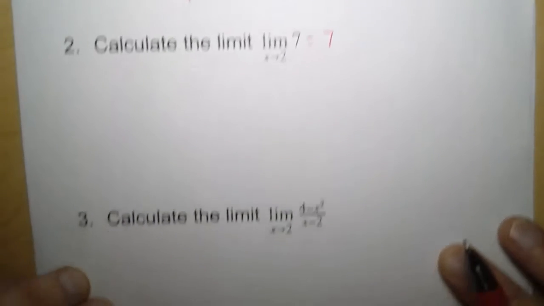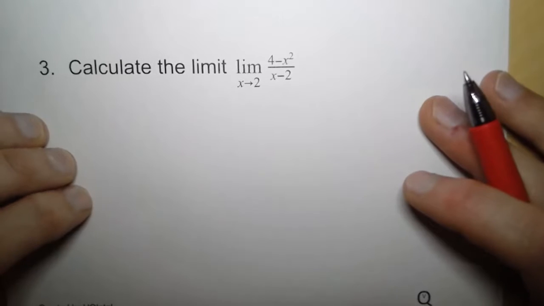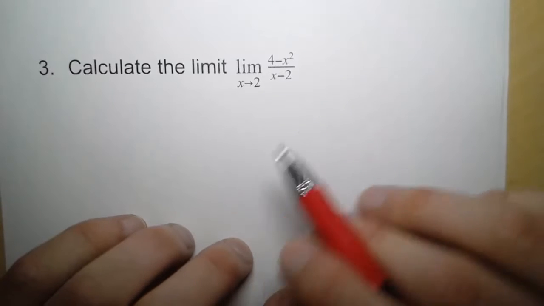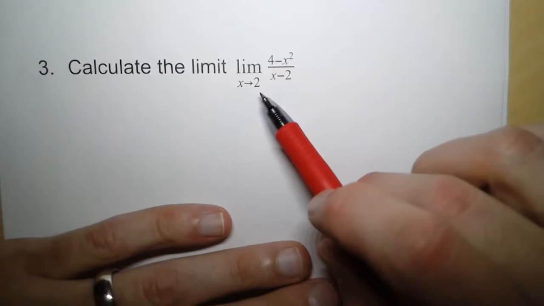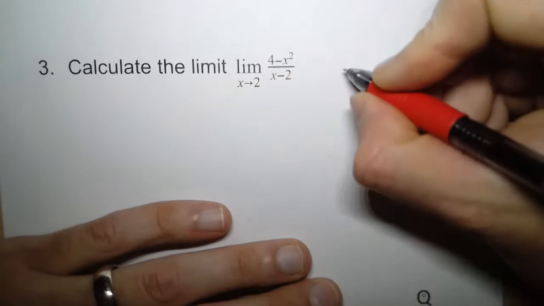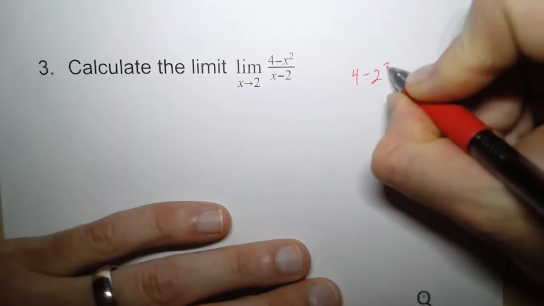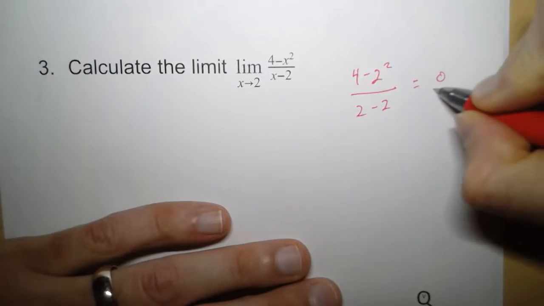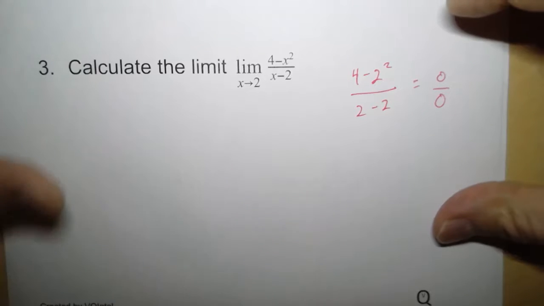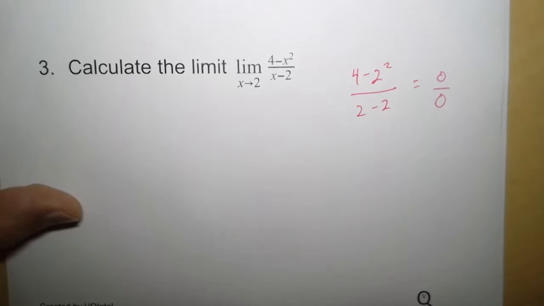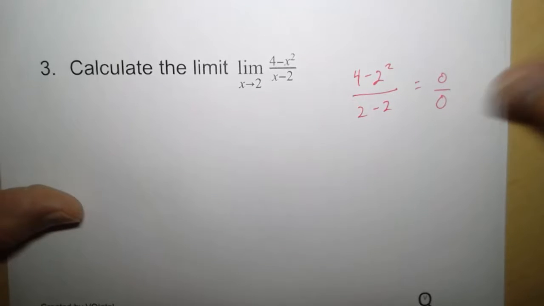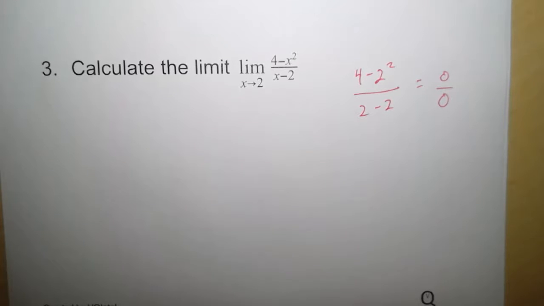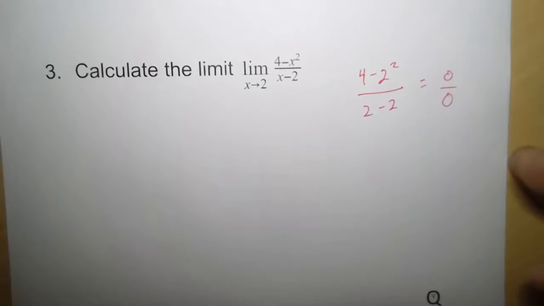So let's go down to number 3. Here we have x approaching 2, and the function is 4 minus x squared over x minus 2. Now look what would happen if we were to substitute in 2. We would have 4 minus 2 squared over 2 minus 2. We would end up with 0 over 0, which is undefined. That doesn't mean that the limit doesn't exist. What that simply means is at 2 there is no value, but just because that value doesn't exist doesn't mean the function isn't approaching something.